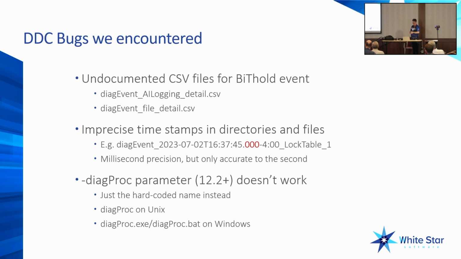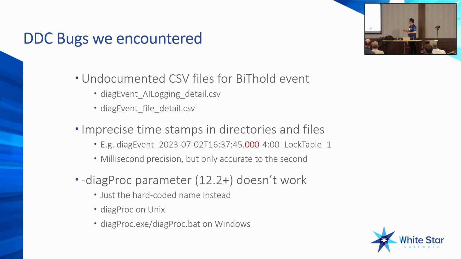So some of this I've already covered. This first one, it's very minor. It's a doc bug. If you look at the documentation for DDC, it will tell you what are the CSV files or JSON files that get generated for each of the VSTs that we collect data on. These 2 aren't in the docs, but you'll get them for the BI threshold event at detailed logging level.